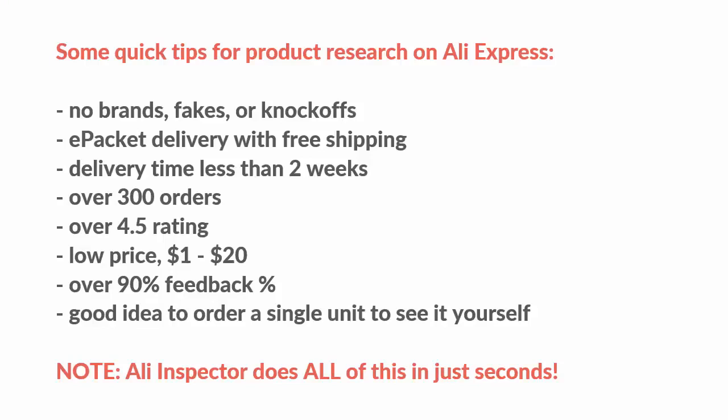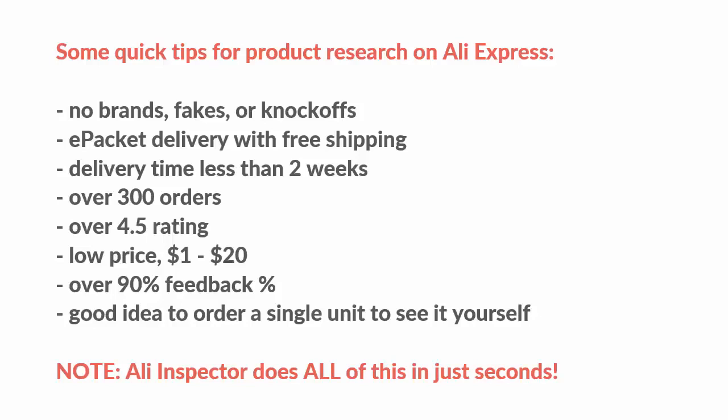You also want to try to find products that have a delivery time of less than 2 weeks. You don't want your customers to be waiting for their product. That will result in a lot of refunds. You also want to concentrate on products that have over 300 orders, that have a rating of at least 4.5, and try to focus on products that are like $1 to $20 or $30. And you want to be finding stores that have a 90% or more feedback. And it's also a really good idea to order a single unit of that particular product for yourself, so you can see what it looks like and you can really see what your customers are getting.